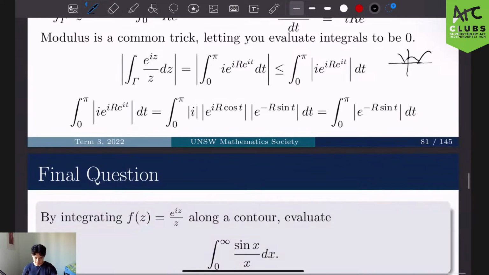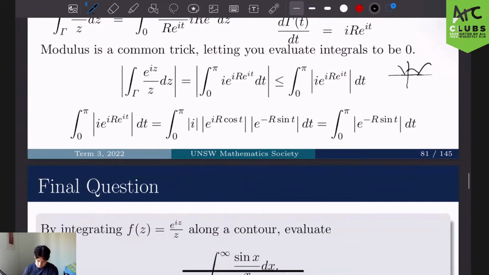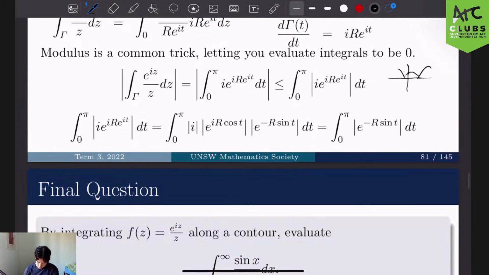And we're evaluating this one, so that we can try and set it to 0.